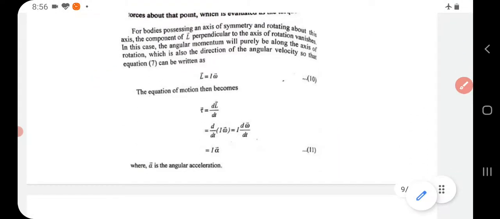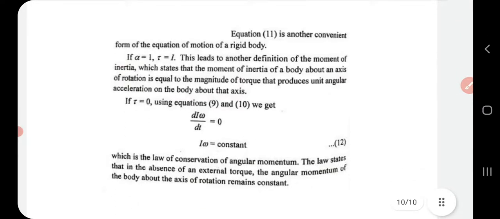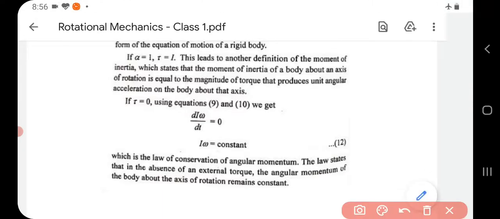Then just remember the equation, tau equals I alpha. Then just note the alternate definition for moment of inertia, that is, when alpha equals 1, tau equals I, this one. Then state the law of conservation of angular momentum; you have to write from this one. So deriving the equation of motion of a rigid body is one of the possible essays from this unit. Okay, thank you.